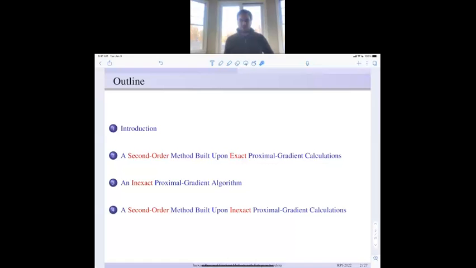So we tried it and it didn't work particularly well. That led us to then want to consider how we can deal with inexact computations in these types of methods.